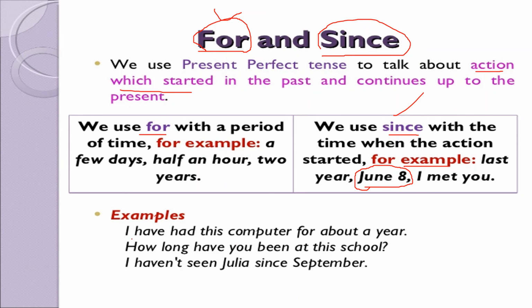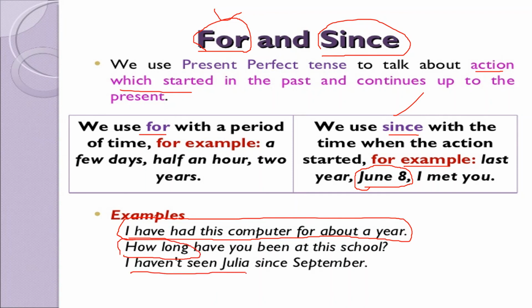For example, I have had this computer for about a year. What does that mean? That means I am having this computer from the past 1 year. The duration of having this computer by me is 1 year, we can say. How long have you been at this school? Right? It is also asking about the time period you have been here.